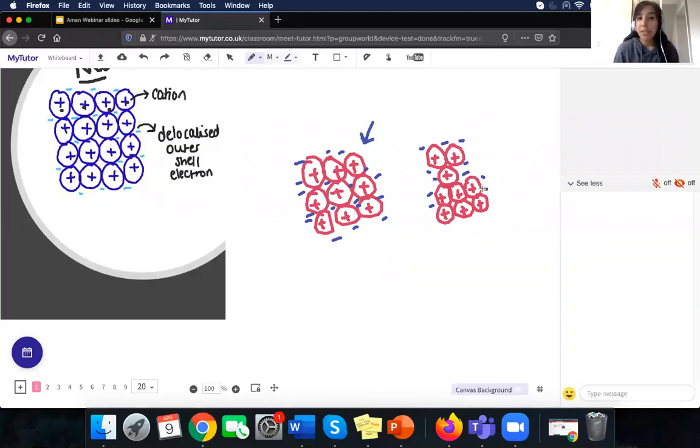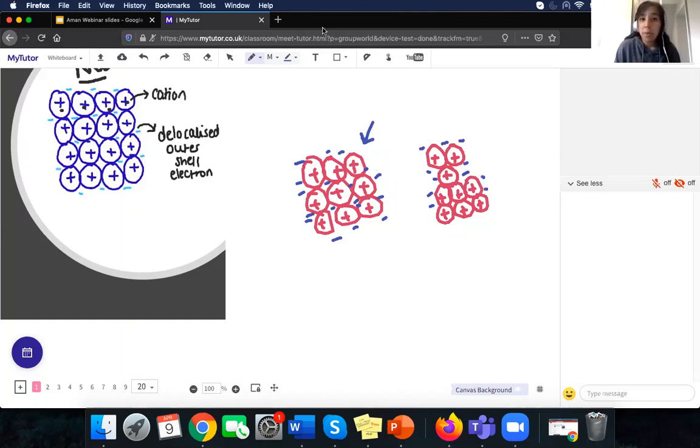So the reason that metals are malleable is because these layers of positive ions can slide over one another and therefore change the shape of that metal without breaking it, because there are still strong electrostatic forces of attraction between the positive ions and the electrons.